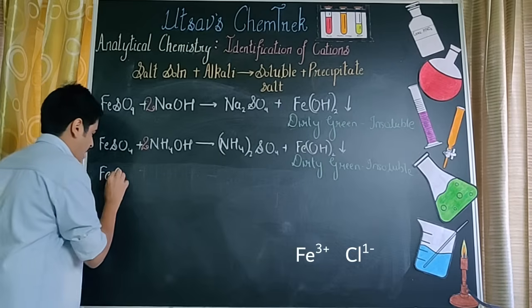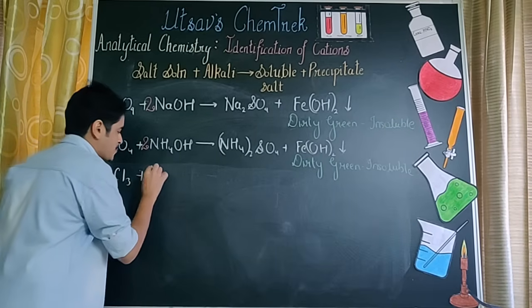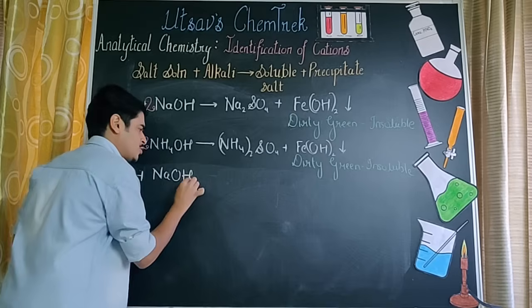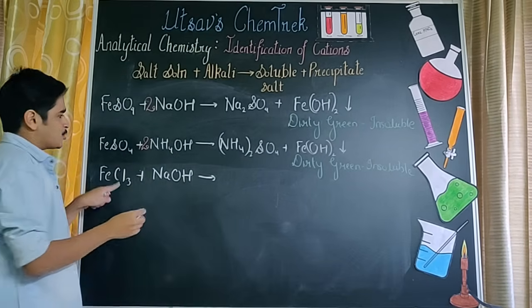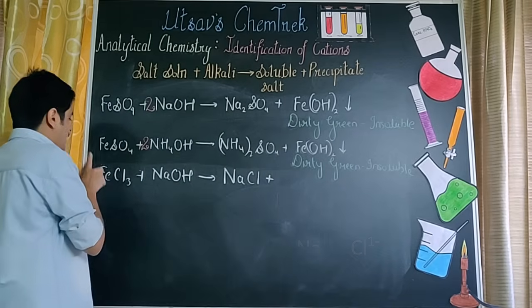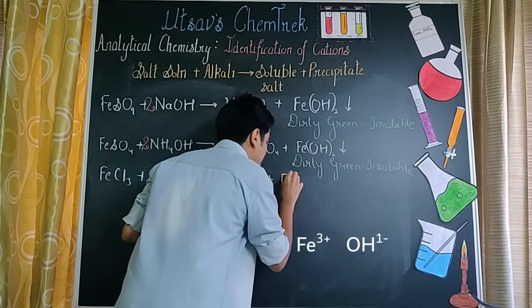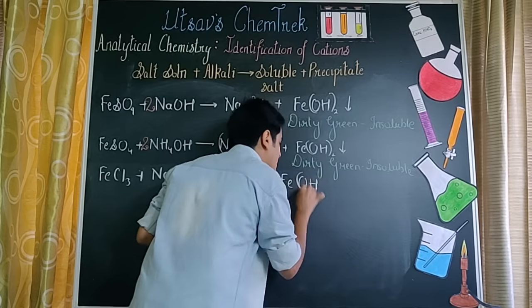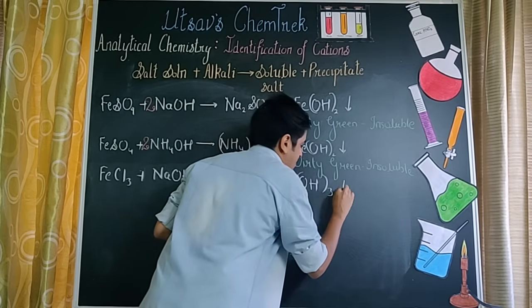The second salt that we had taken in consideration at that time was ferric chloride, which is supposed to be given by the formula FeCl3. I add a small amount of sodium hydroxide to it, which is drop by drop. Na goes to Cl, I'll be getting sodium chloride, that's NaCl, and this time I'll get Fe(OH)3, because here I'm using a ferric salt, so I will get a ferric hydroxide precipitate.